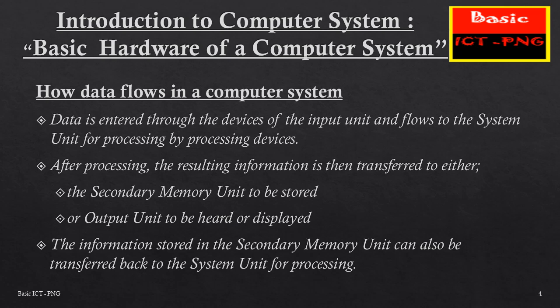So how does data flow in a computer system? Well, first, data is entered through the devices of the input unit and flows to the system unit for processing by the processing devices or the system unit devices. After processing, the resulting information is then transferred to either the secondary memory unit to be stored or to the output unit to be heard or displayed.